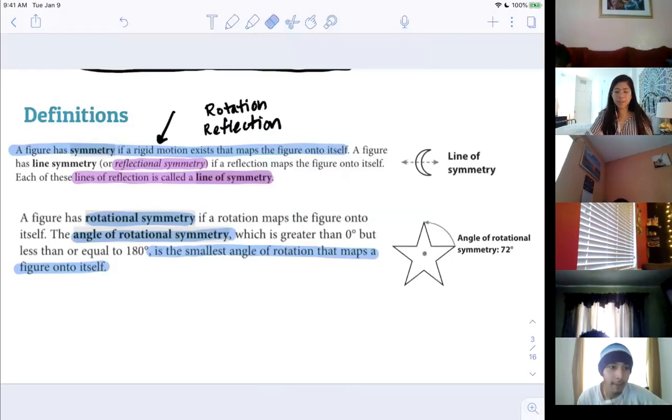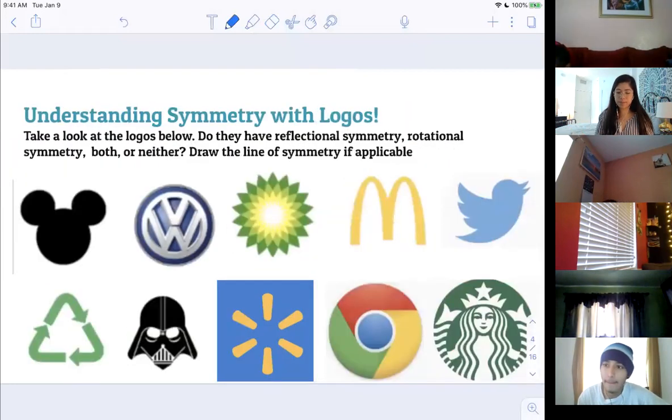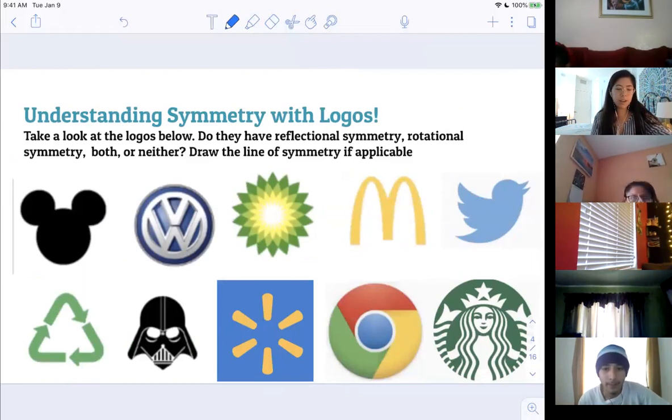So what I'm going to do now is something a little bit different. All right, take a look at all these logos. Each of these logos might have rotational symmetry, reflectional symmetry, both, or it might not have any type of symmetry. So I want you guys to take 2 minutes and look at each logo and try to decide which type of symmetry it has. Maybe it has both, maybe it has none, but have an answer in your head because I'm going to call on every single person. Two minutes.